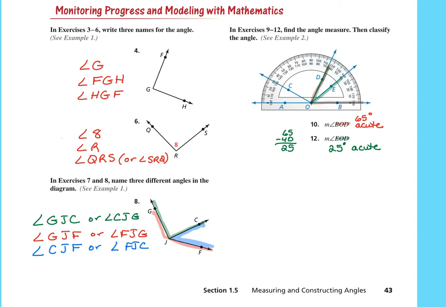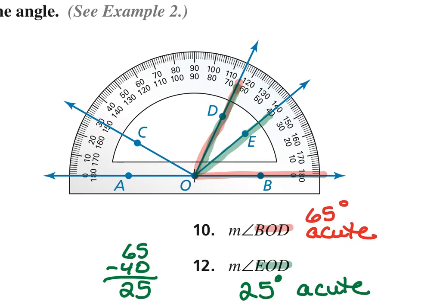Number 10, 65 acute. Number 12, 25 acute. So for 12, could you just count how much it goes? Sure. Yeah. But how would you actually get it? So for 12, it says EOD, right? EOD is the angle that's here. You can do this angle, which is in here, 65, minus this angle, which is 40.